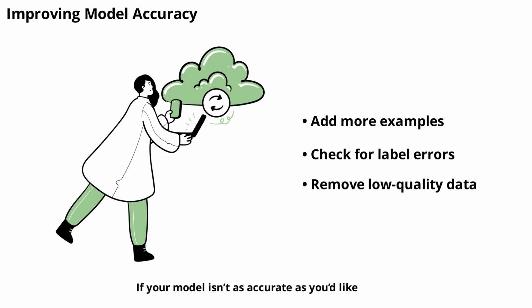If your model isn't as accurate as you'd like, there are a few things you can do. Add more data, especially examples that the model struggles with. Make sure your labels are correct and your data is diverse. Sometimes, removing confusing or low-quality examples can help. Iterating on your data and retraining the model is a normal part of the AI development process. Each round of improvement brings you closer to a reliable AI.